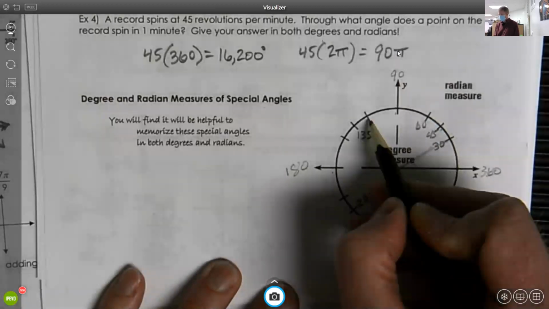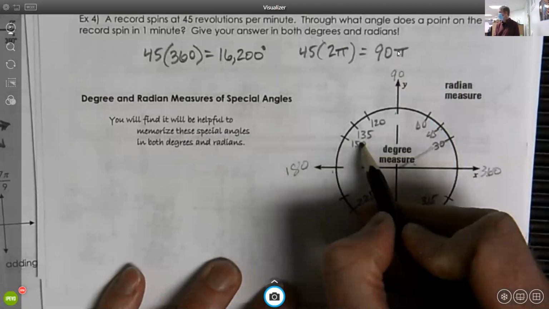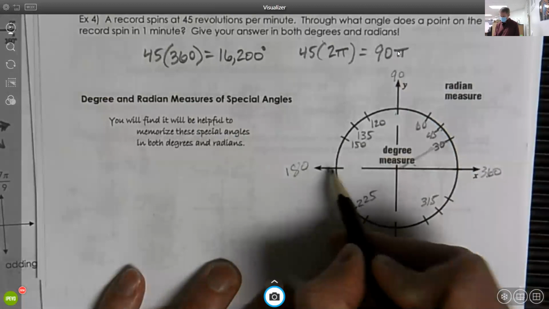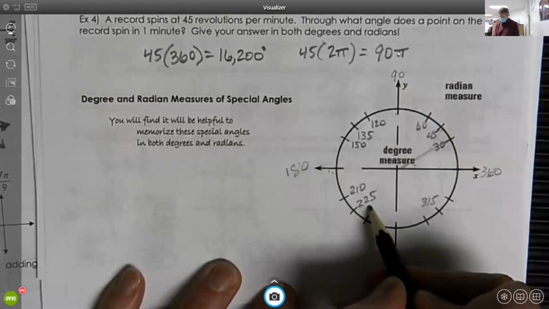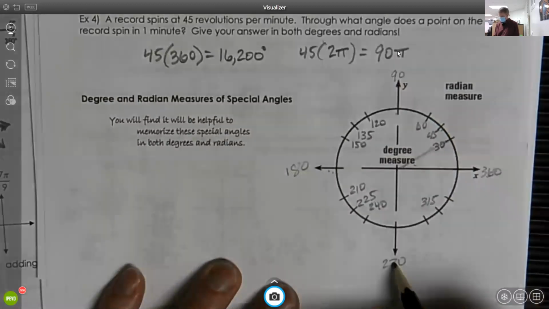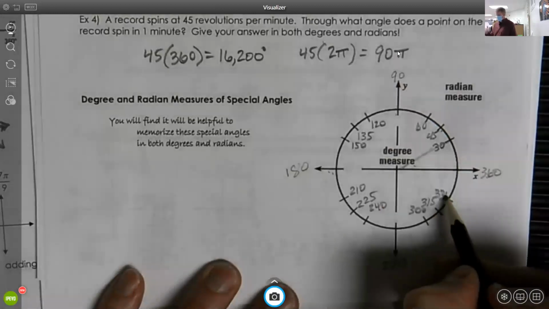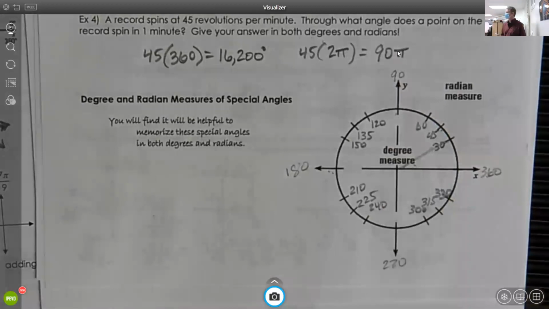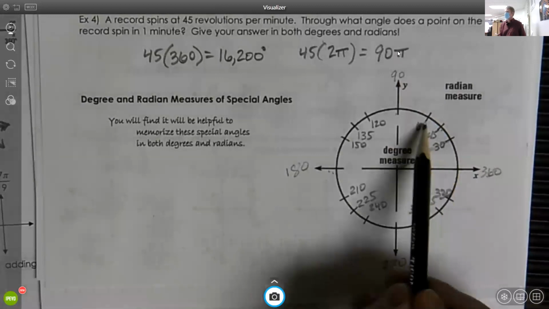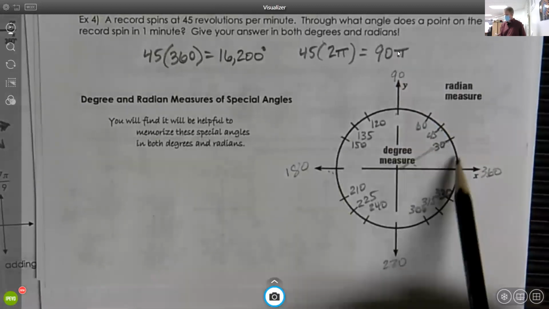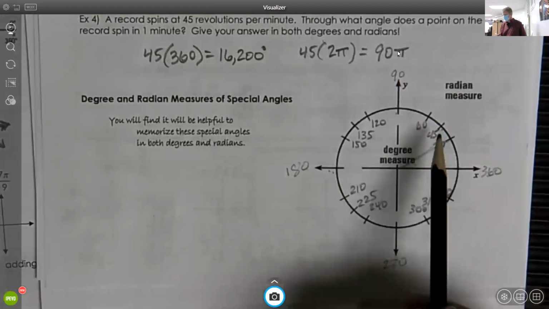30 more takes you to 120. 30 more is 150. 30 more is 180. 30 more is 210. 30 more is 240. 270. 300. 330. So we're just doing 30. Notice what the 30s did. The 30s jumped the 45 every time. Some people like to learn it by 15s and jumping the ones closest to the axis, because we don't talk about those.